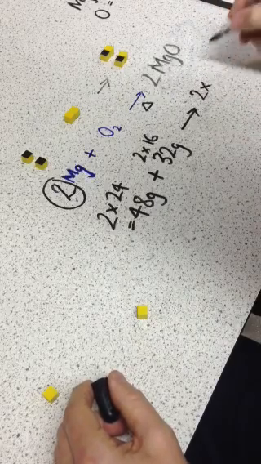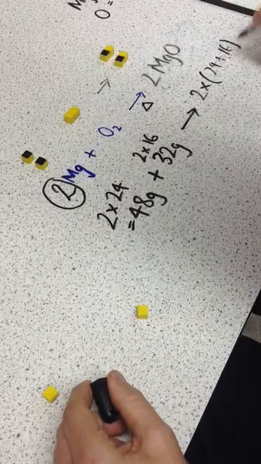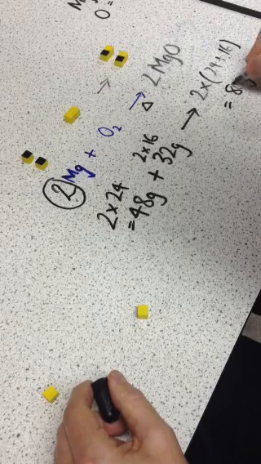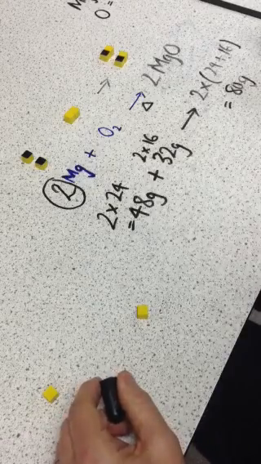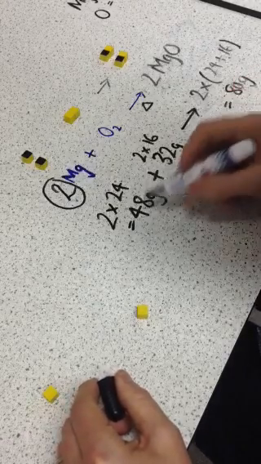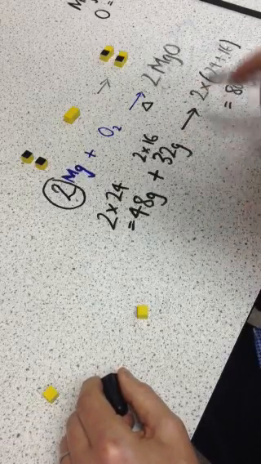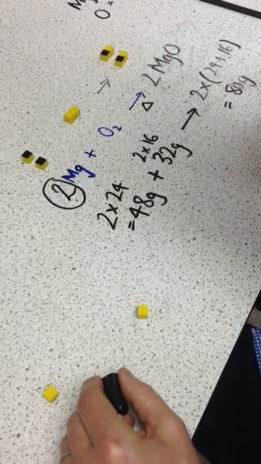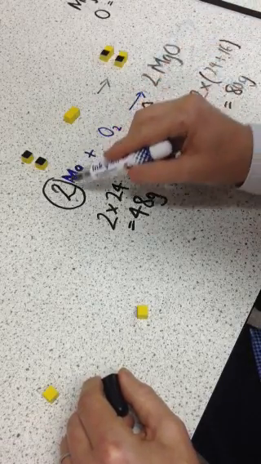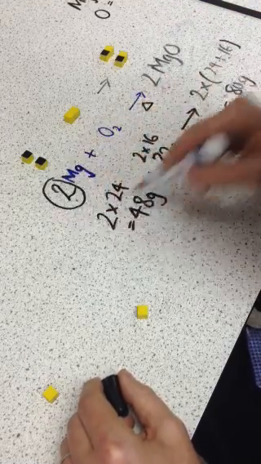2 times 24 plus 16, which equals 80 grams of magnesium oxide. So 48 grams of magnesium and 32 grams of oxygen will react to form 80 grams of magnesium oxide. Remembering that we've incorporated the big balanced equation figures. We need those. That is the truth of this reaction.